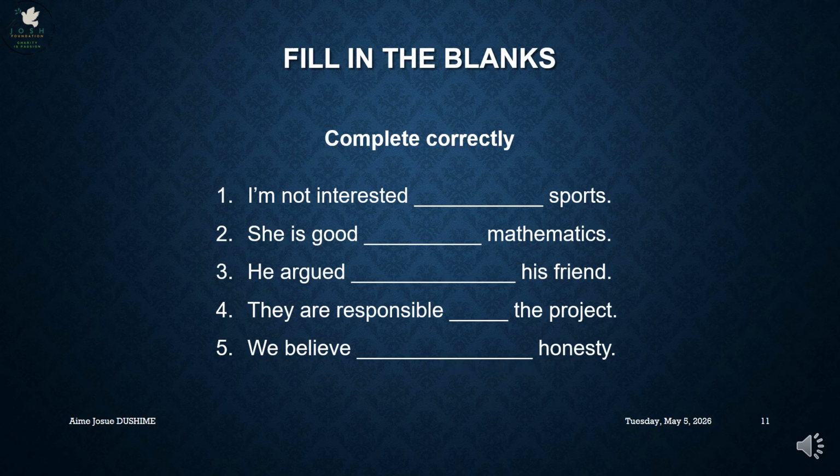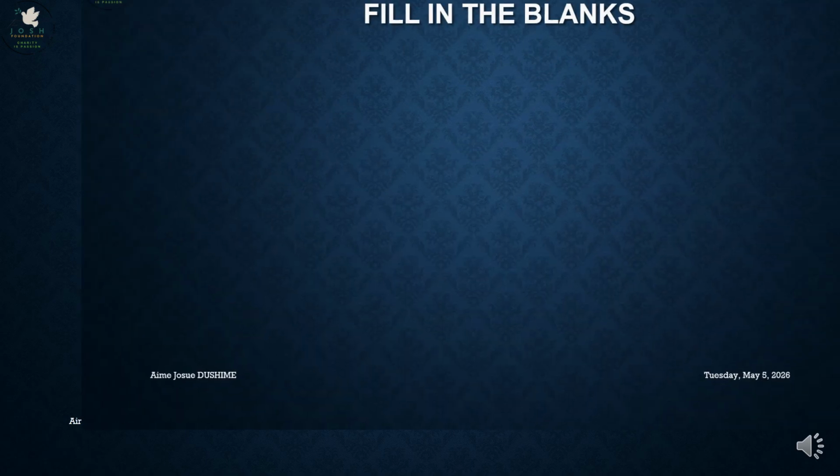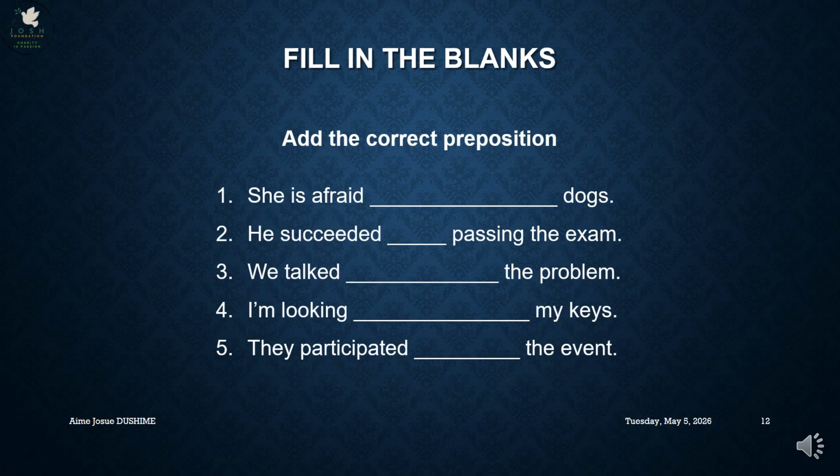You're going to choose the correct preposition. Remember, we have a lot of prepositions. We have lots of them. You're going to add the correct preposition here. She is afraid dash dash dogs. He succeeded dash dash passing the exam. We talked dash dash the problem. I am looking dash dash my keys. They participated dash dash the event.